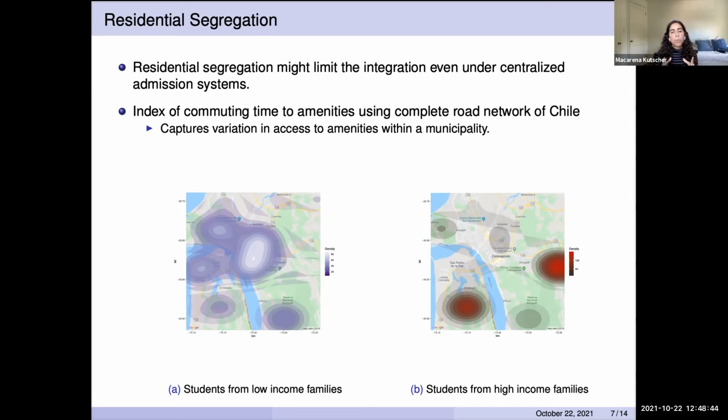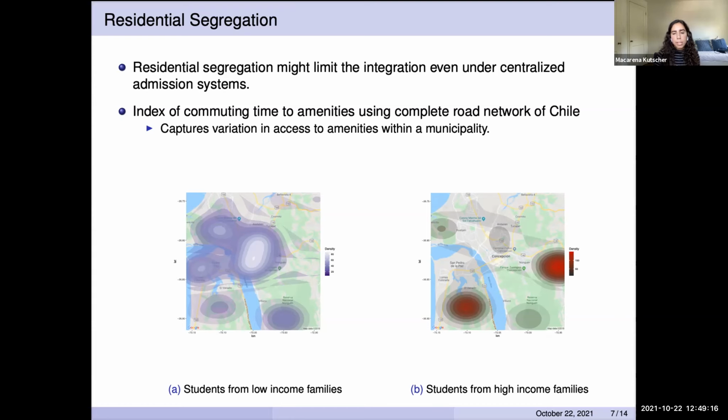We want to capture the idea that residents from advantaged and disadvantaged areas are exposed to very different bundles of amenities. Several regions in the country, particularly the most populated ones, present concentration of individuals from different socioeconomic groups in specific pockets. For example, in this figure, we illustrate this for Biobío, which is a large region in Chile.